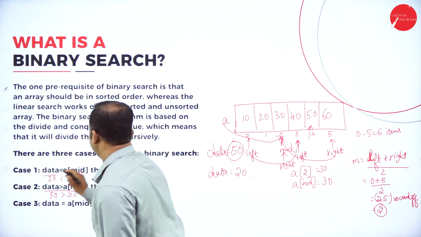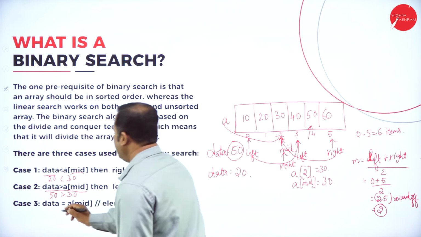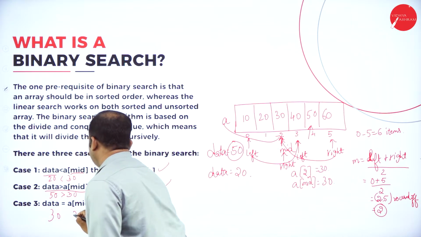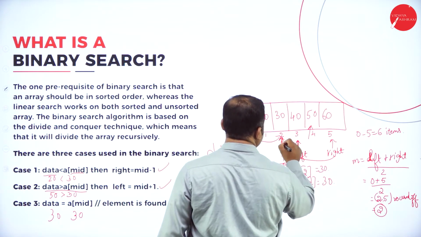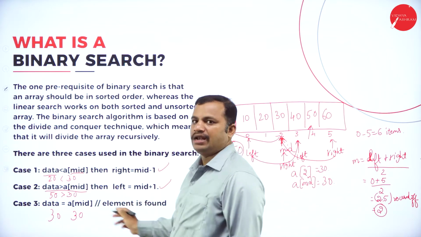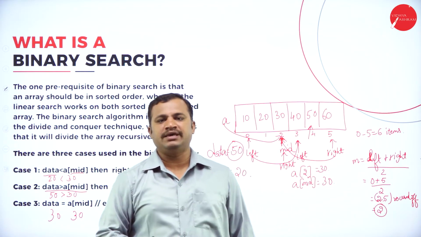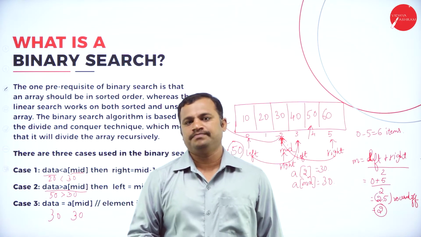In case 1, in case 2, what if the element to be searched, that is 30, is equal to 30? We will return that the item to be searched is found, that is, element found. This is the criteria. These are the 3 possible cases in which we apply the bisection formula.